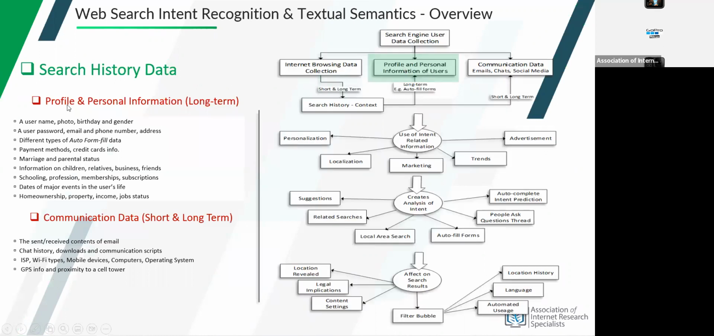Then profile and personal data. Profile and personal data includes your name, photo, whatever you've entered when you were registering your browser. Autofill forms data, schooling, profession, you create your own profile, your own portfolio. That information is profile and personal use.